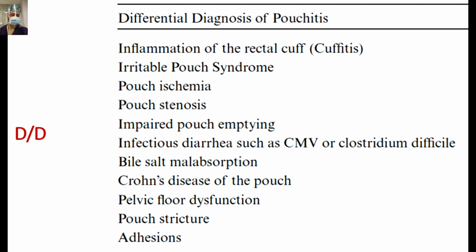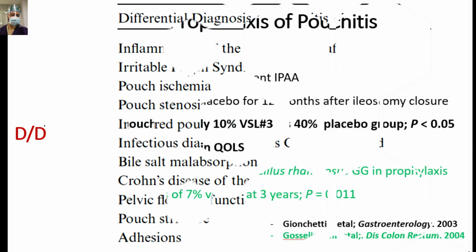There can be bile salt malabsorption, because the colon and rectum are gone, Crohn's disease of the pouch, pelvic floor dysfunction, pouch stricture and adhesions. These are all the causes on the list as a differential diagnosis for a patient with pouchitis, and you have to rule out each one by different investigations and imaging.